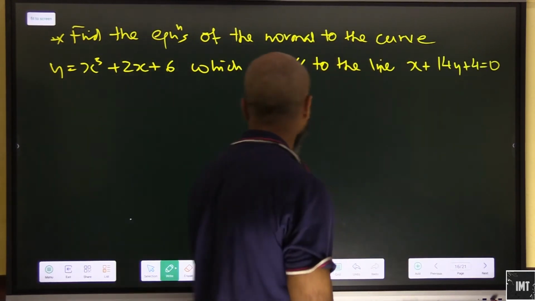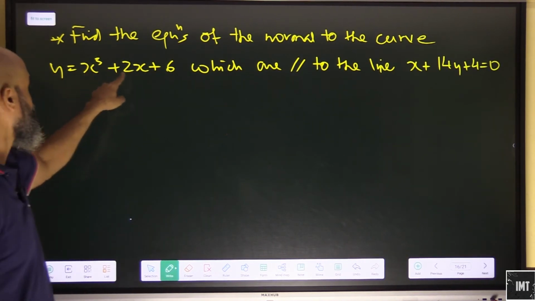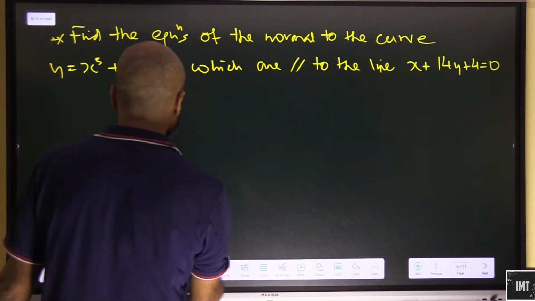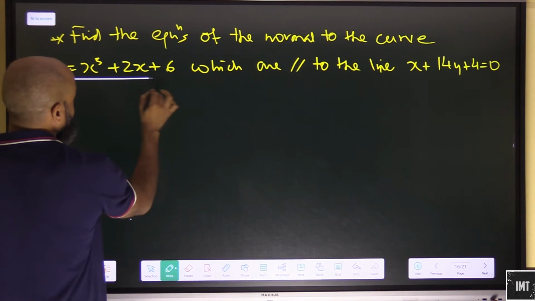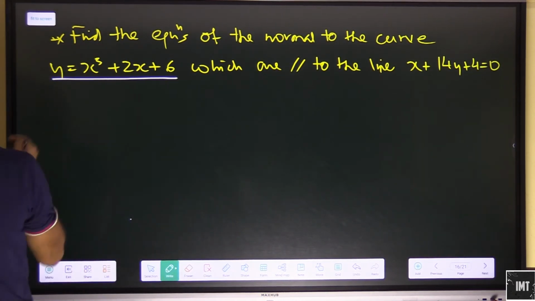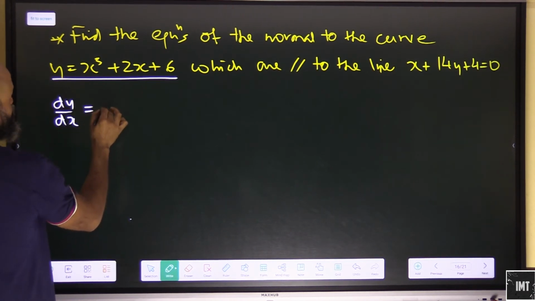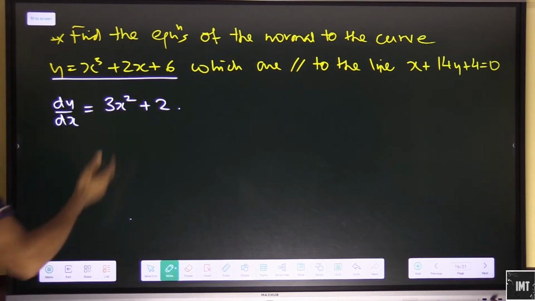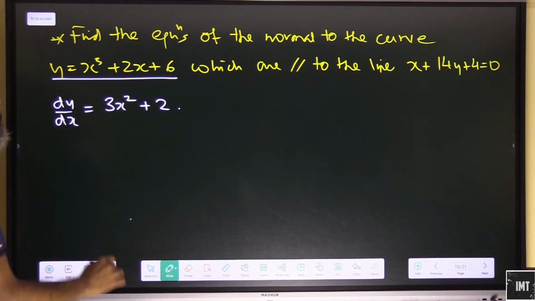Let's move on to the next problem. Find the equations of the normal to the curve y is equal to x cube plus 2x plus 6, which are parallel to the line. Now it's interesting here: normal to the curve, which is parallel to the line. If we do dy by dx, we get 3x square plus 2. We don't know the point at which the normal is drawn.